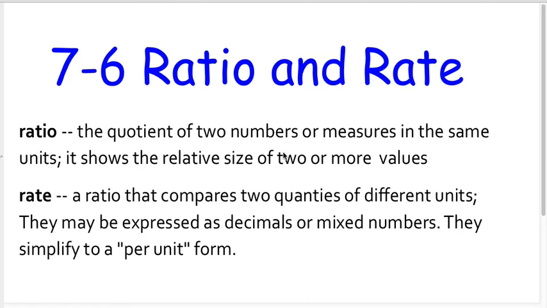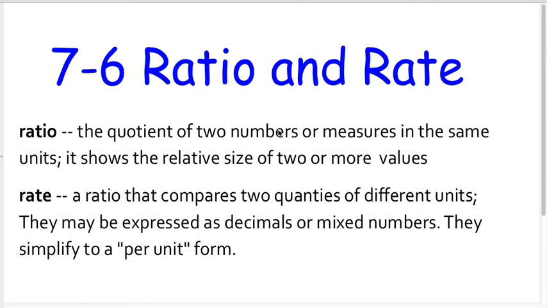Section 6 covers ratio and rate. So pause the video to write down these two vocabulary words. 1. A ratio is the quotient of two numbers or measures in the same units. It shows the relative size of two or more values. It's possible to compare three or even four units as well.